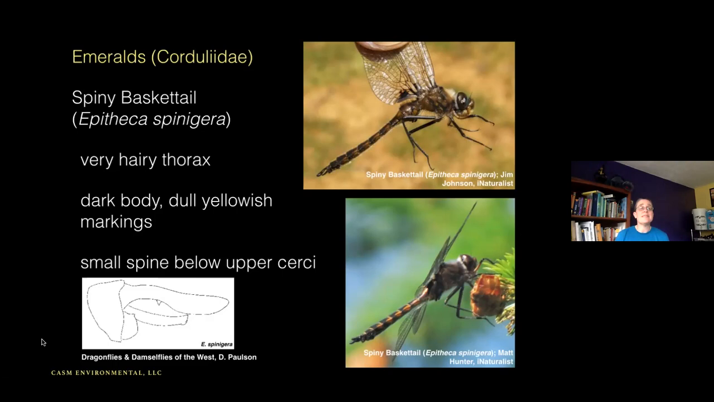So spiny basket tail, they're very fuzzy. Emeralds in general, as adults, have this very hairy, fuzzy thorax, and you can really see that fine fuzz on both of the photos here of the spiny basket tail. They're kind of dull colored, actually, for emeralds, sort of a dull tannish color. They've got cerci that have this little dog tooth, this little spine on the underneath.